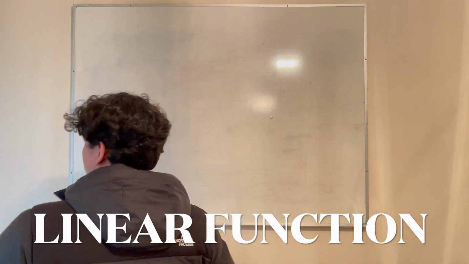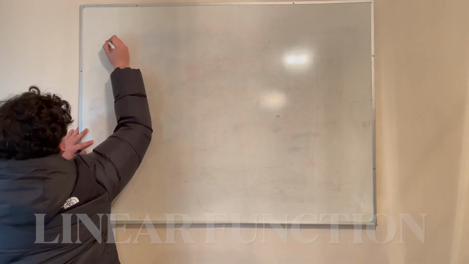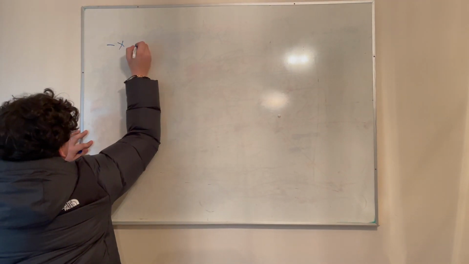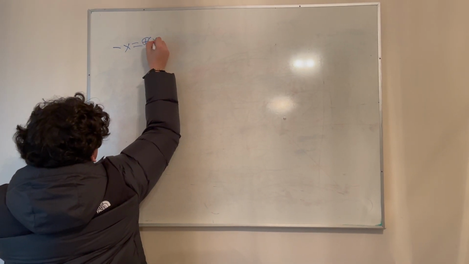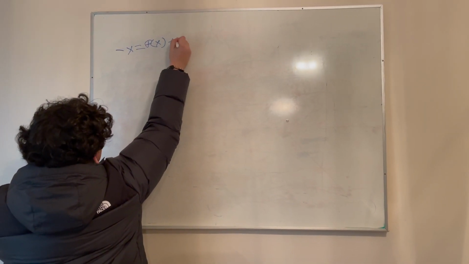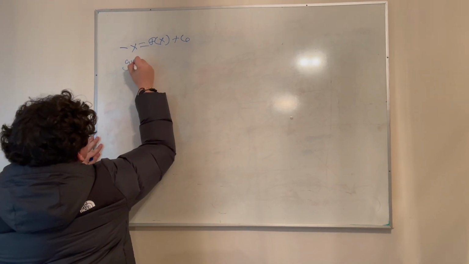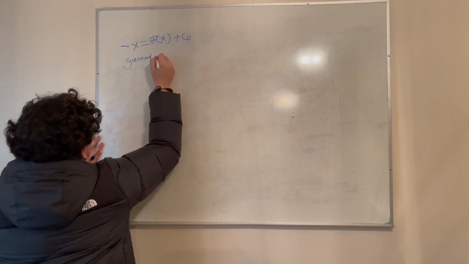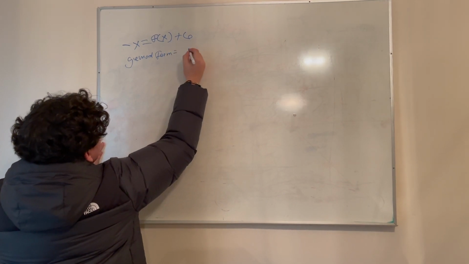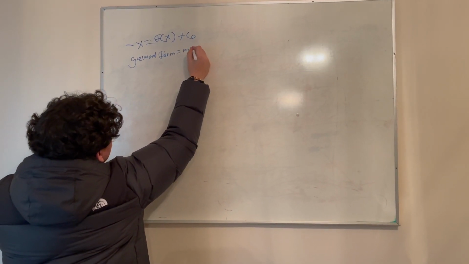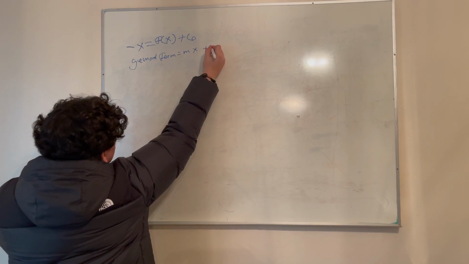that we are going to be using is not in the general form. By this I mean, we need to change it to the general form. The general formula is mx plus b.